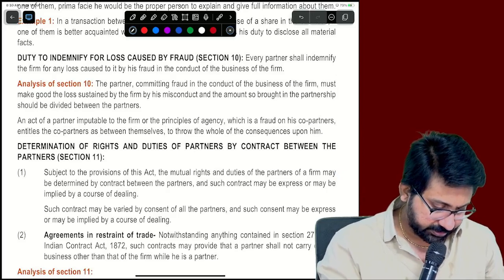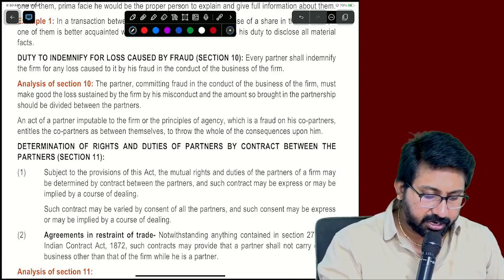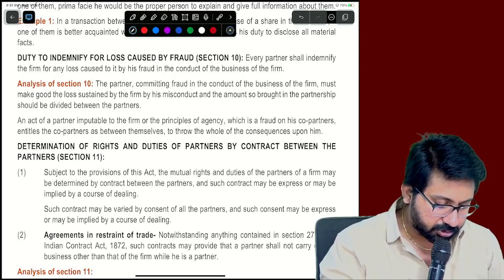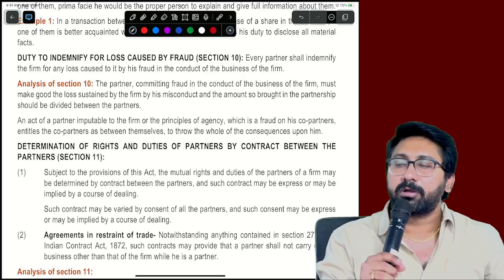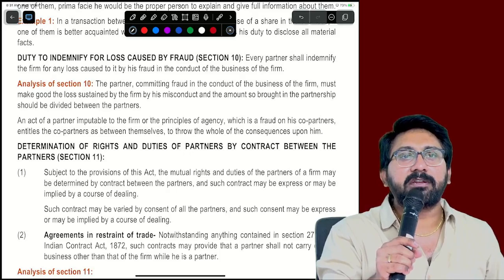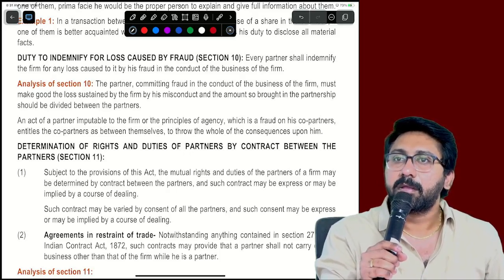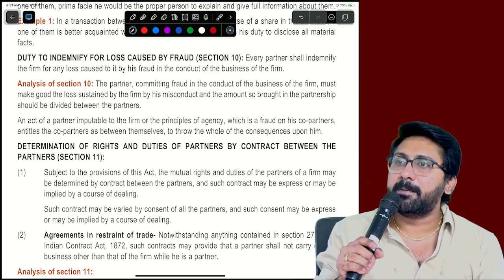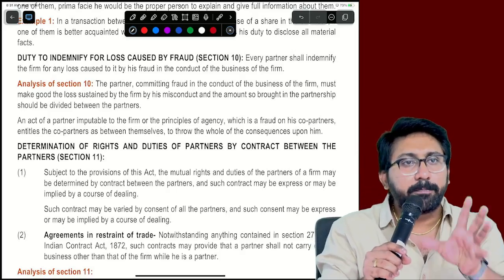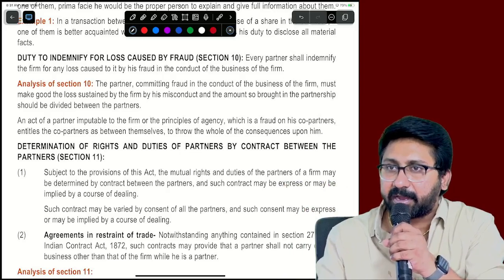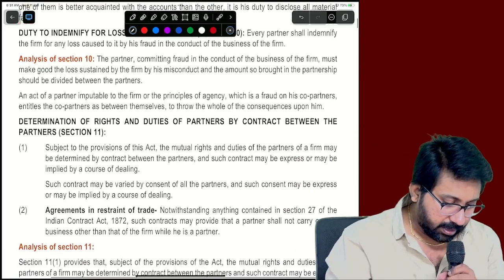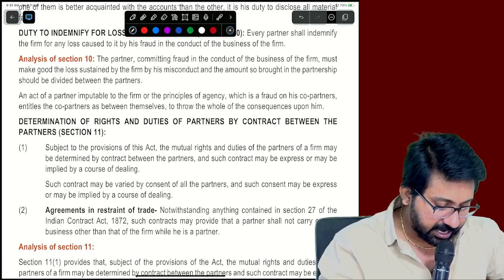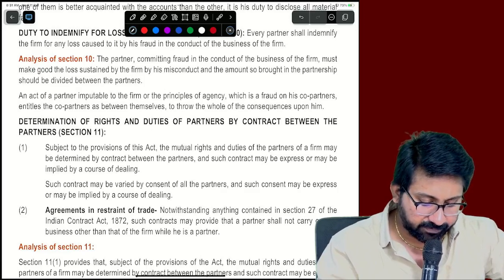The partner committing the fraud in the conduct of business of the firm must make good the loss sustained by the firm by his misconduct, and the amount so brought into the partnership should be divided between the partners. If the partnership firm pays money, it pays from the partners' money. Partnership firm and partners are one and the same, there is no separate legal existence. Once you indemnify by giving the amount of loss back, that will be divided among all the partners. An act of a partner imputable to the firm on the principles of agency, which is a fraud on his co-partners, entitles the co-partners as between themselves to throw the whole of the consequences upon him.